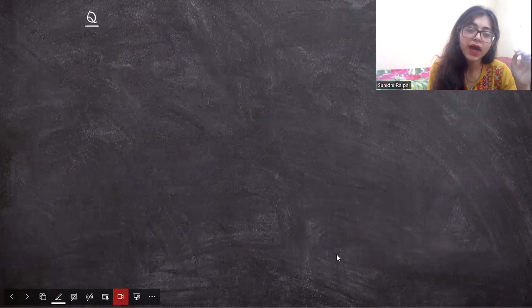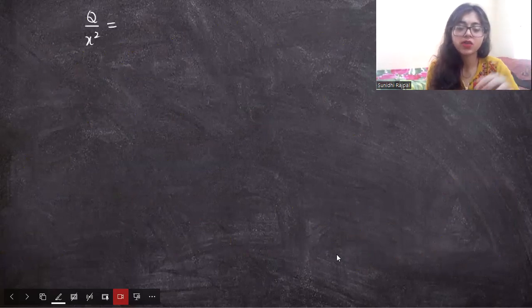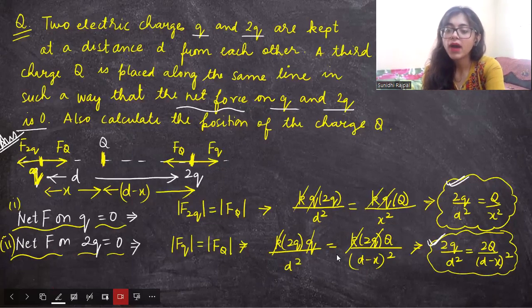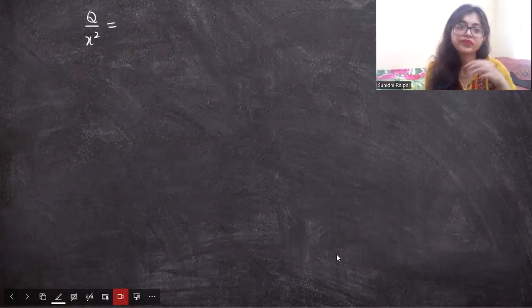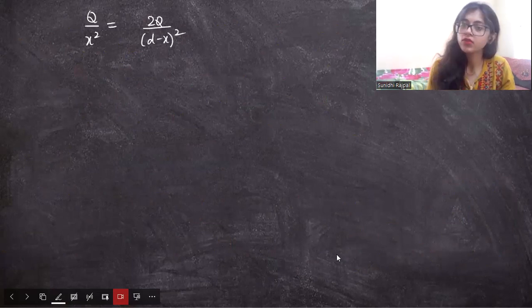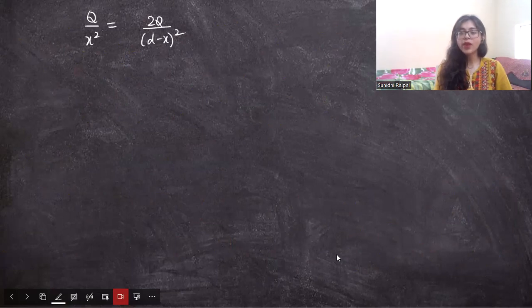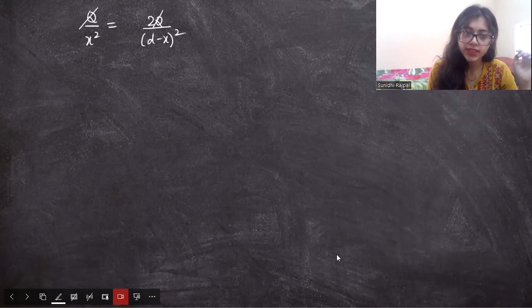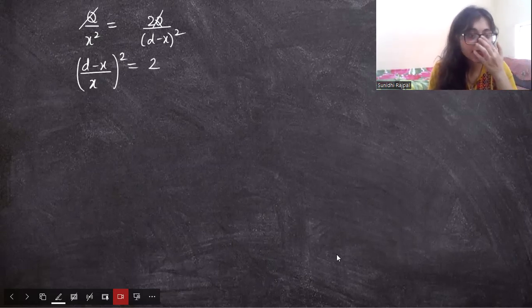So I can write that q by x square is equal to 2q by d minus x whole square, right? I can write this, okay? By equating the equation number 1 and equation 2. Why did we equate? क्योंकि दोनों का left hand side was same. Now, this q and this q gets cancelled and I can write that (d minus x by x) whole square is equal to 2. I can write this.